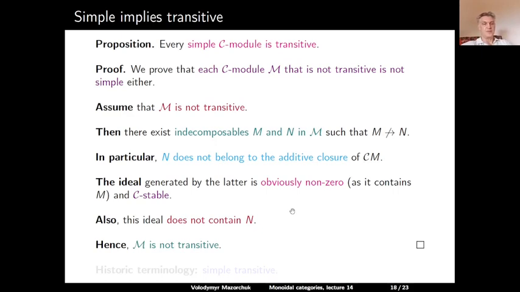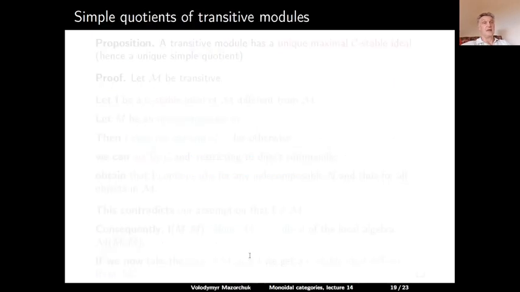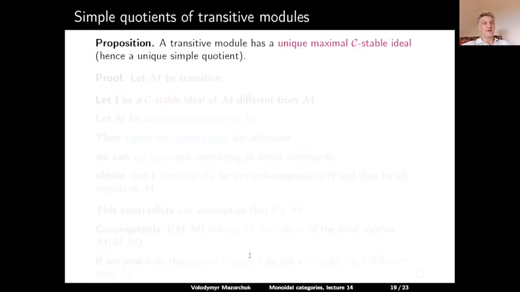And so the historic terminology for the notion of a simple module is a simple transitive module. So it's a little bit redundant, but this is a historic terminology. And indeed, any transitive module has a unique simple quotient. So we prove the following proposition: a transitive module has a unique maximal C-stable ideal, and hence a unique simple quotient.